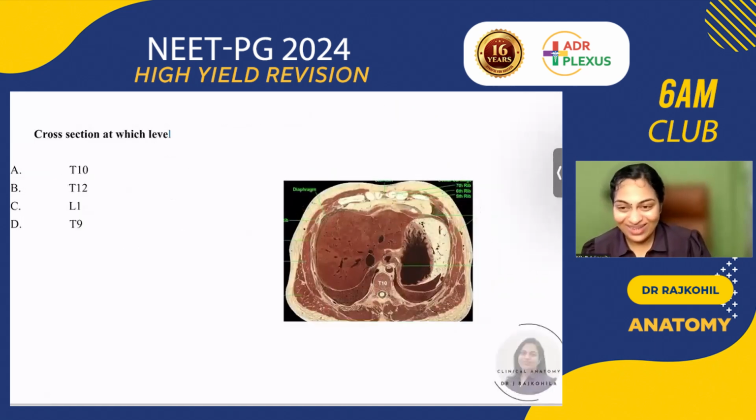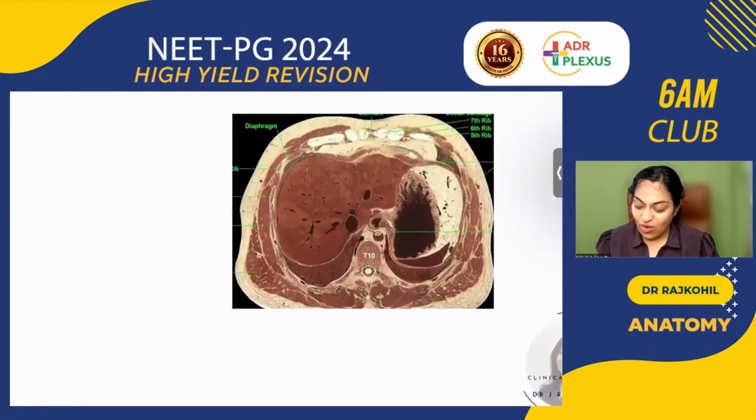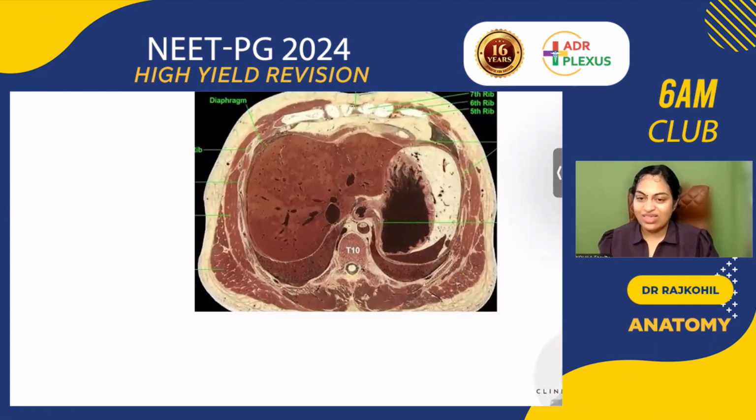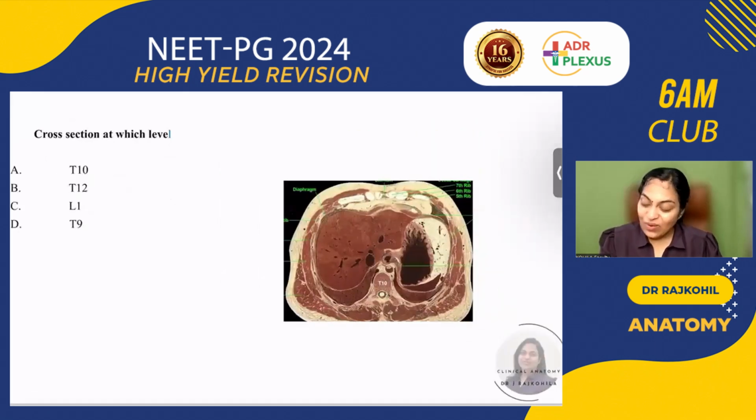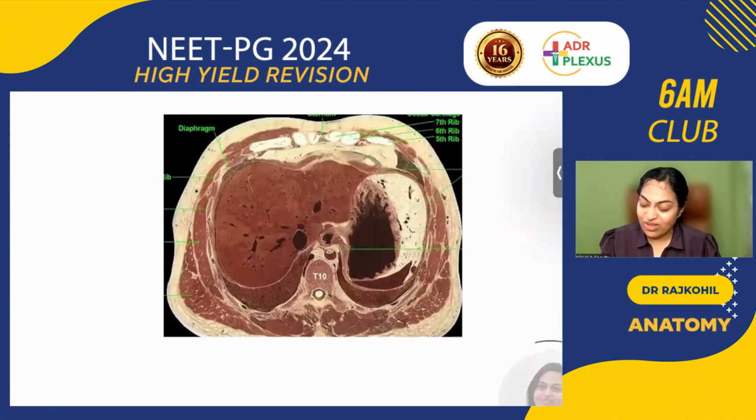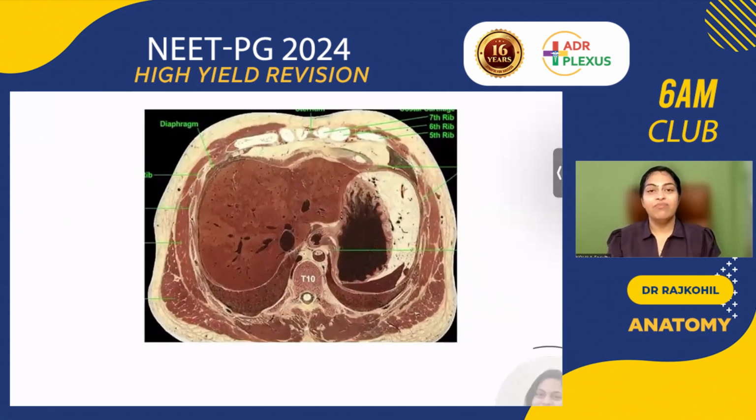This one, cross section is which level? I've mentioned that, sorry. Yeah. Okay, so what are the features you would like to appreciate here? If you have time, just go through the INICET recall I've done recently on that ADRPLEXUS YouTube channel. You can see that I've discussed everything. This is the liver you can appreciate. Yeah, you can appreciate the IVC here. Can you appreciate the esophagus?